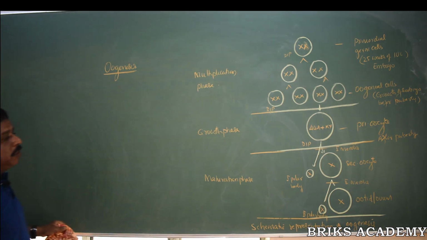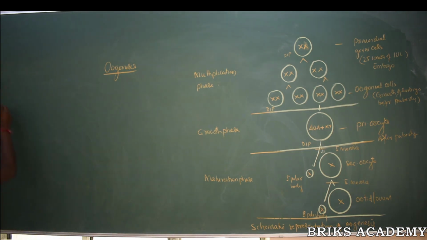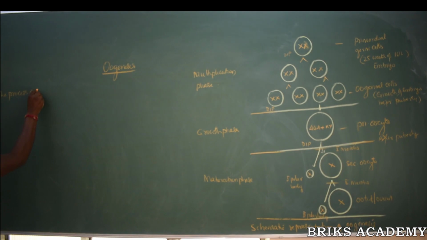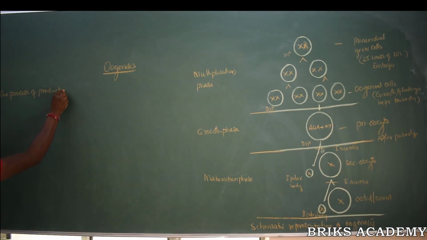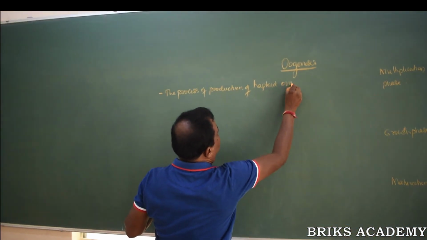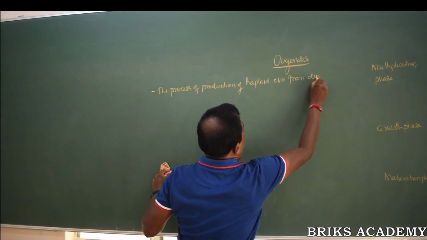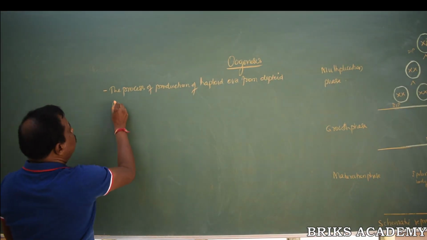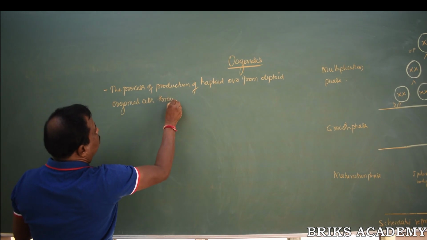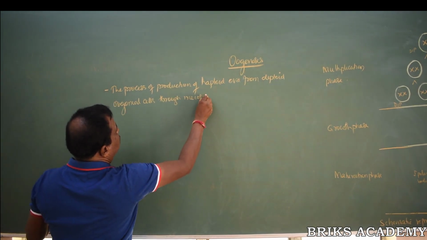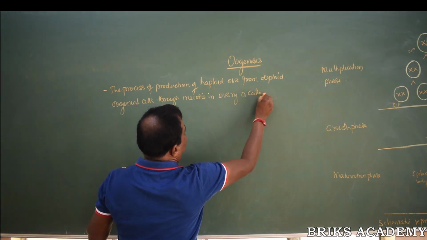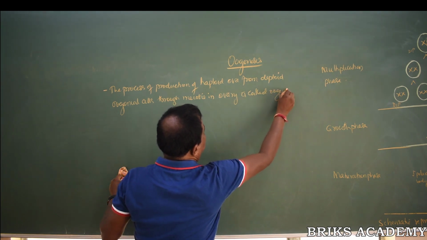So now let us study oogenesis. Oogenesis is defined as the process of production of haploid ova from diploid oogonial cells through meiosis in the ovary.